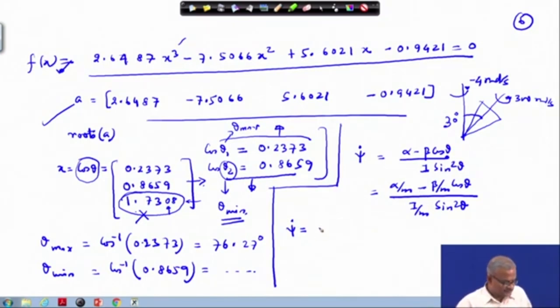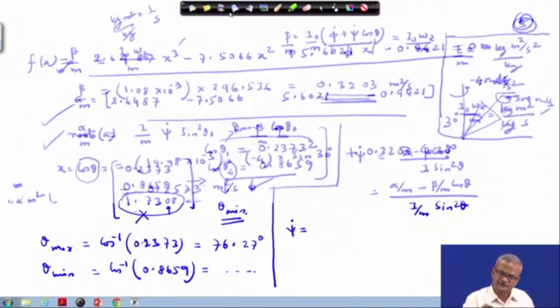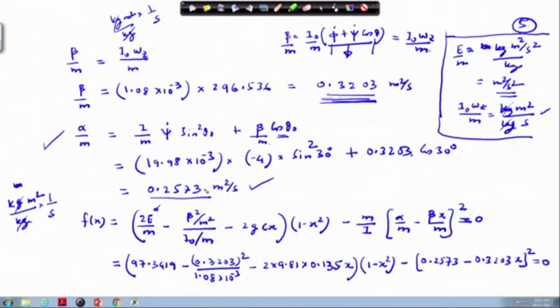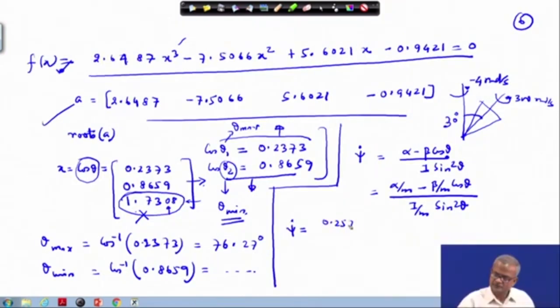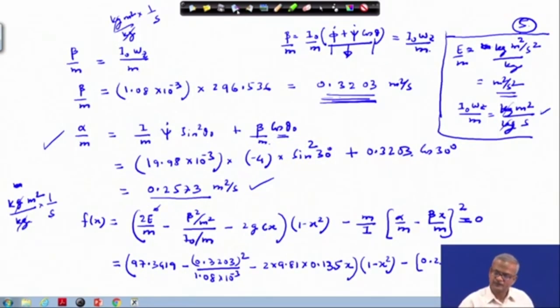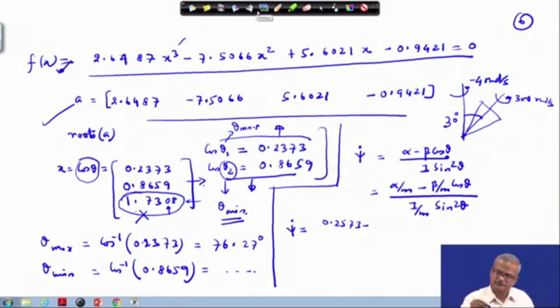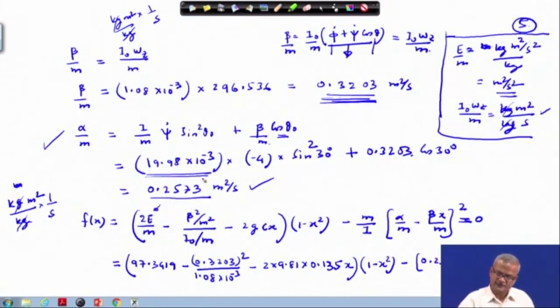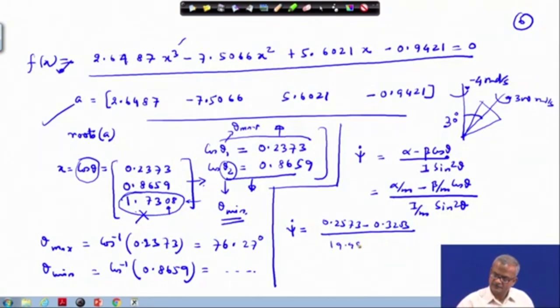So, alpha by m, this quantity is known to us, we have already written alpha by m is 0.2573, minus beta by m, 0.3203, and I by m. This is the quantity 19.98, 8 into 10 to the power minus 3, okay, and sin square 30 degree. So, doing the calculation, it results in 9.6192 radian per second. So, this is your psi dot.